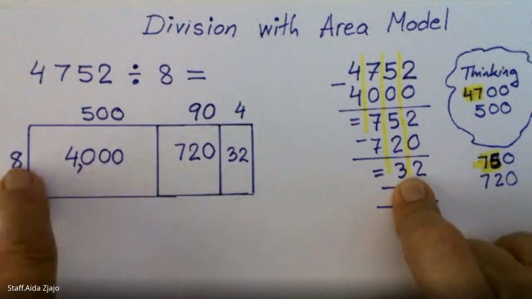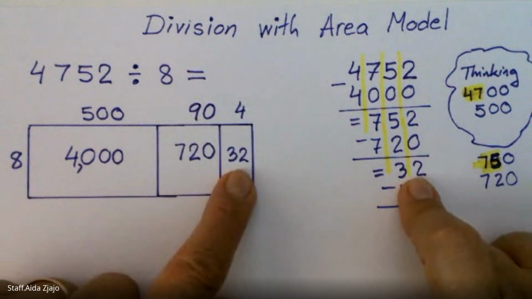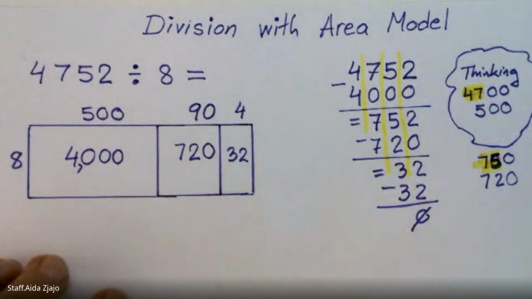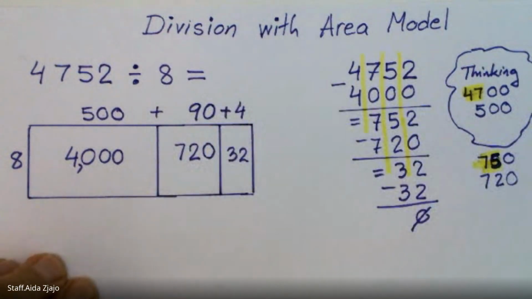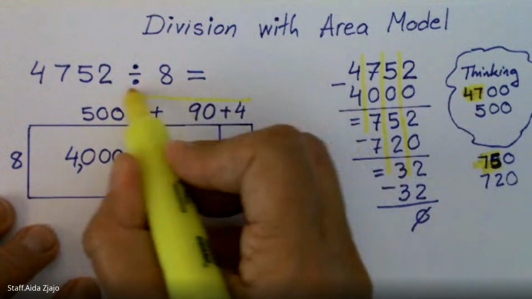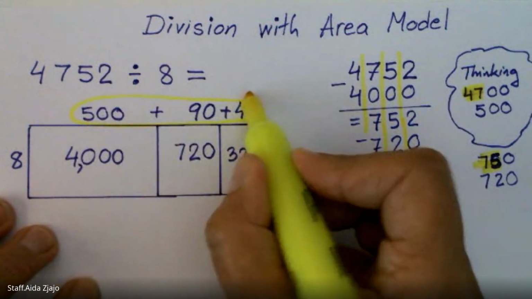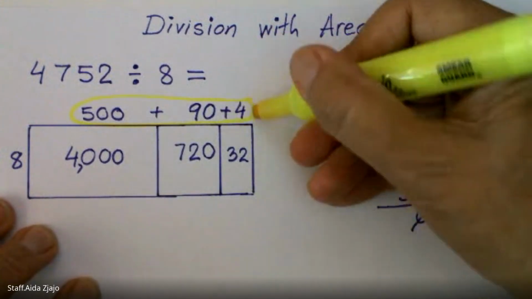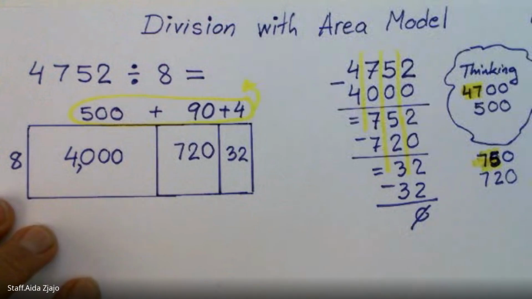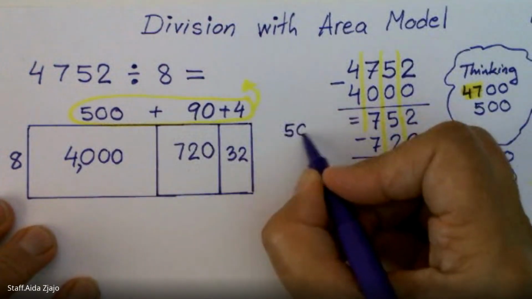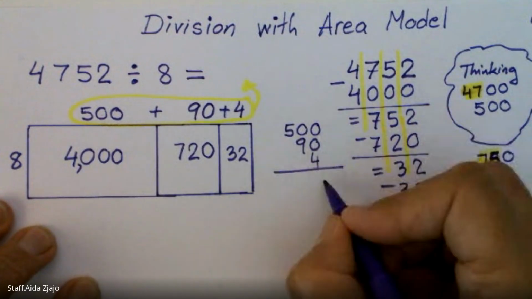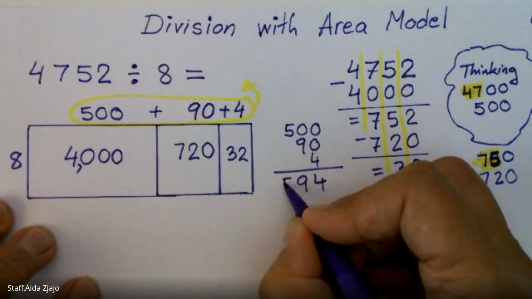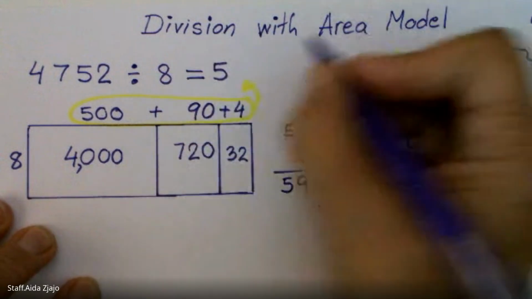So to share, 8 times what was 32? That was a 4. So now I know that I shared all, and this is the answer for my division problem. These numbers together are my answer for my division. So 500 plus 90 plus 4 is the answer for this division problem.